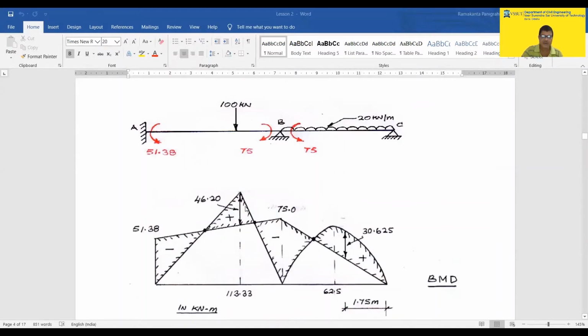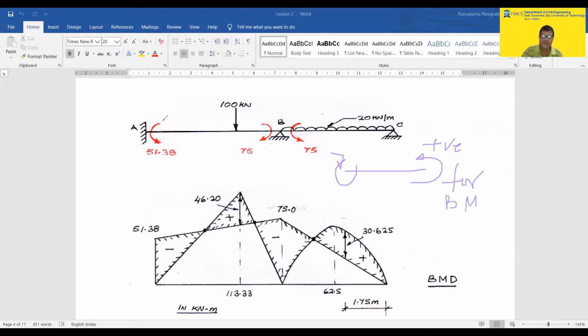Now, what is the bending moment diagram? One is the negative moment you see, here 51.38 and here 75. For the bending moment diagram, you see here the moment is anti-clockwise, and here the moment is clockwise. So both are on the negative side, right? Try to remember your sign conventions. For the bending moment diagram, from this side the clockwise moments are positive, and from this side the anti-clockwise moments are positive. This is the positive bending moment.